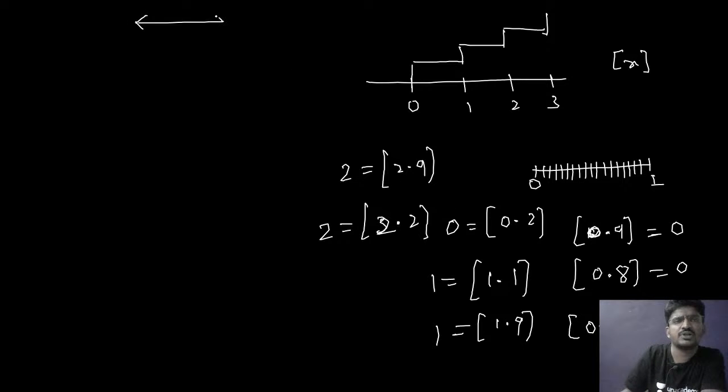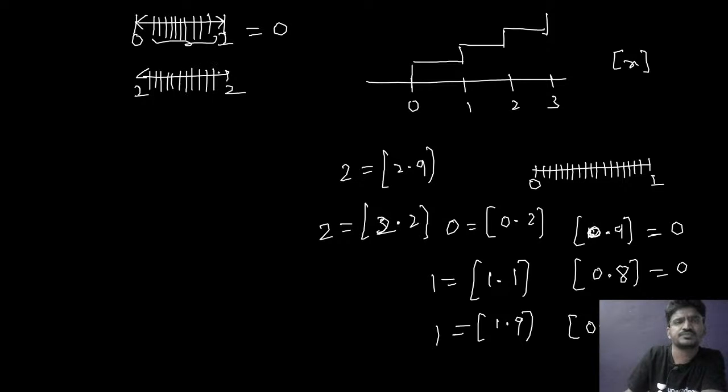Just remember that if this is 0, if this is 1, for any element in between 0 to 1, your output will be 0. If this is 1, this is 2, for all these terms, your output will be 1. For all these terms from 2 to 3, your output will be 2.